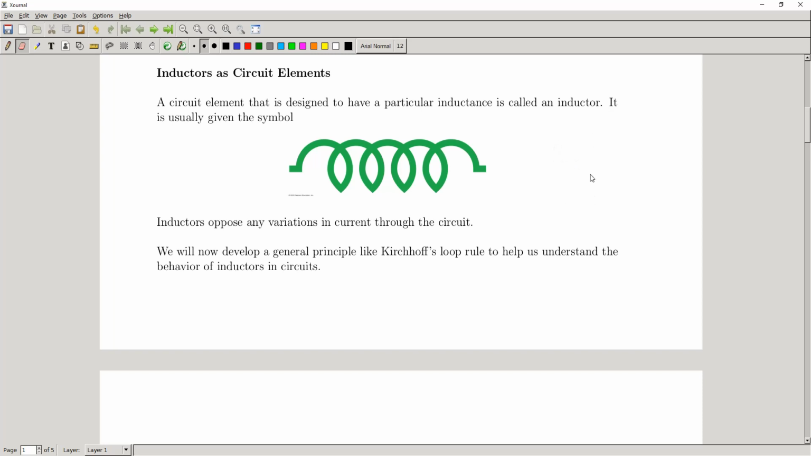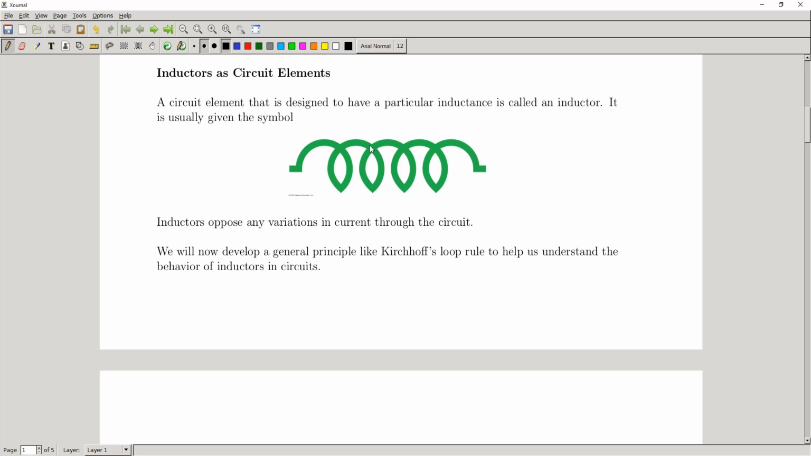Okay, so basically this is a symbol for an inductor, and let's remember why we would use this in a circuit. Well, inductors oppose variations in current through the circuit, right? So let's say for some reason we wanted to really oppose any change in the current going through the circuit. Well, those would help us do that.